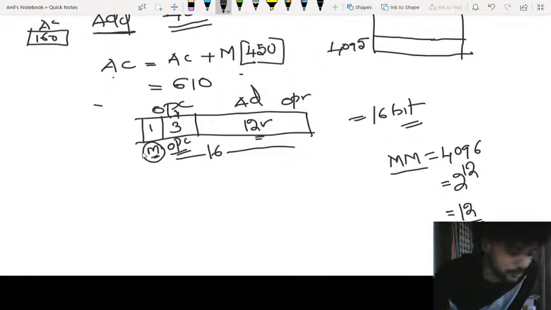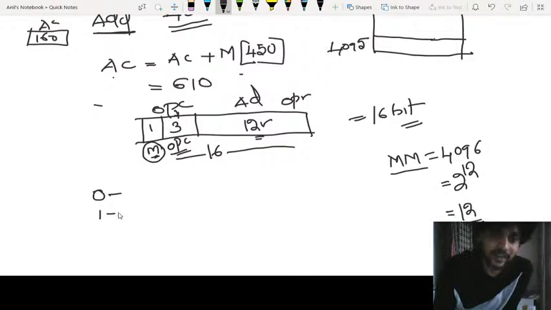Mode field will tell you in what way this address should be taken. Mode field is 1 digit. So how many modes are possible? 2 modes, right? If there is a 1-bit mode field, how many modes are possible? 2 modes. If the mode digit is 0, there is one mode. If the mode digit is 1, there is another mode. 0 represents something, 1 represents another thing. Very good.